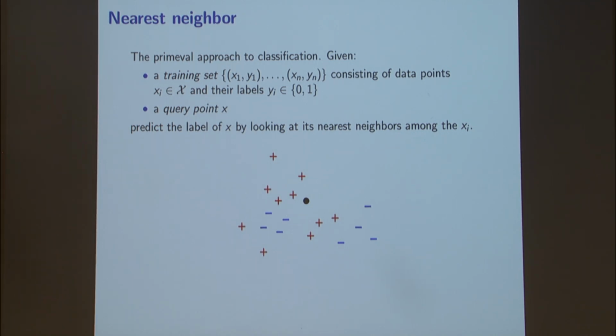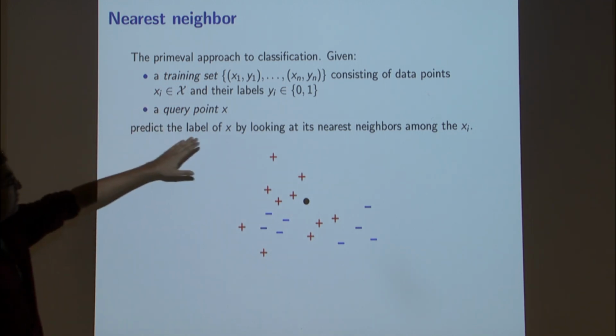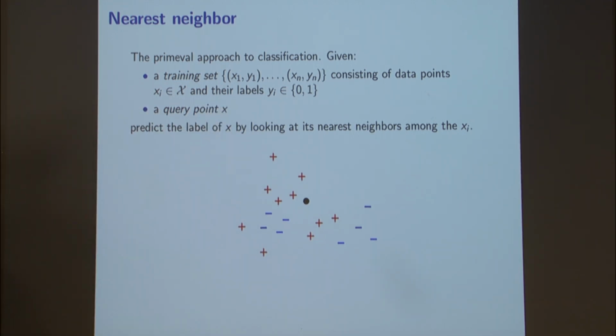If it's helpful, one example you could think of is where the x's are medical records of patients who have a particular disease, and y is whether this patient responded well to treatment or not. So you have a bunch of these medical records, and now this new person comes up, and you have to make a prediction. Are they going to respond well or not?